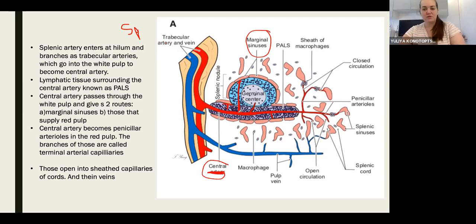Another scenario is that your central arteriole simply leaves the white pulp. As it travels through the white pulp, it just goes out. And what does it enter? It enters the red pulp. Now the central arteriole is within the red pulp, because all of it is the red pulp. As soon as your central arteriole leaves the white pulp and enters the red pulp, the name changes, because you were a central arteriole in the white pulp. Now you're in the red pulp.